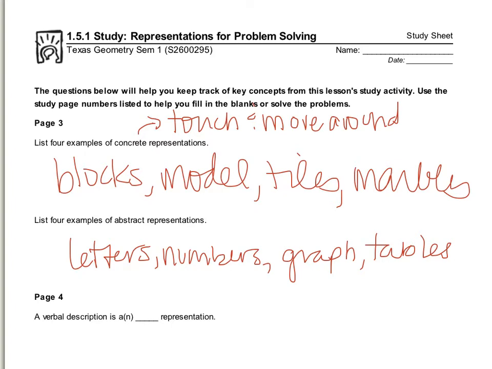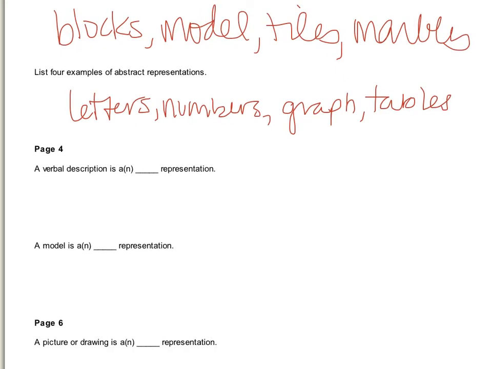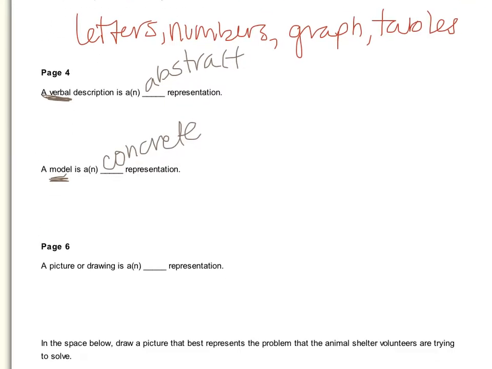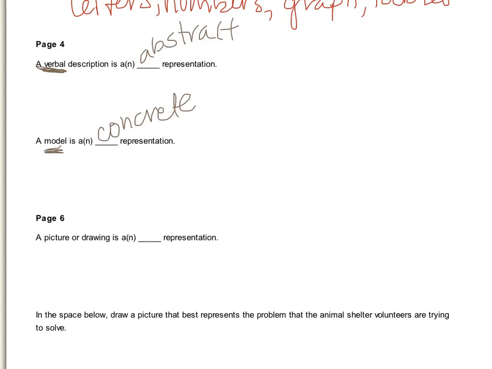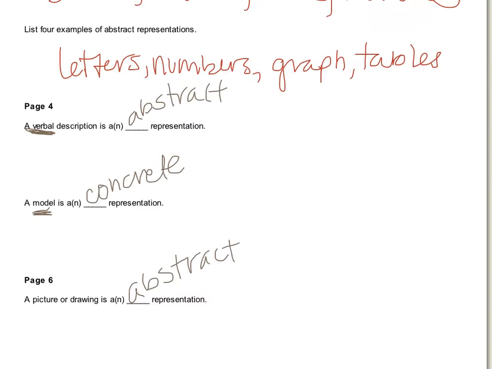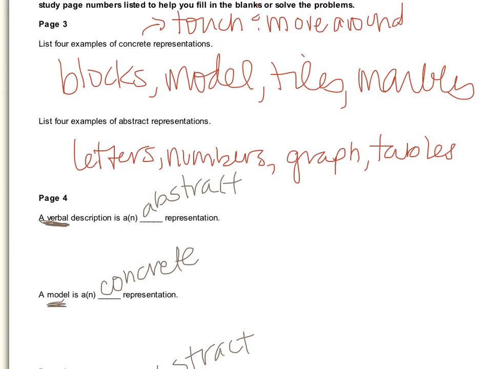So, there's a couple examples we have down here. A verbal description is a blank representation. Well, verbal means words, and so that's going to be abstract. A model, as we said earlier, is concrete. And a picture or a drawing, well, that's not something we can actually touch and move because it's drawn on paper, so that's going to be abstract. So a good definition of abstract may be to say that it's written or drawn.